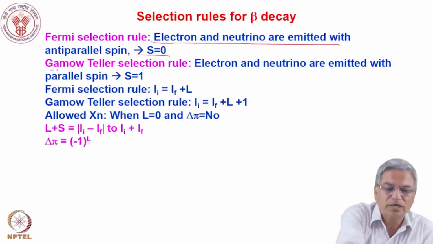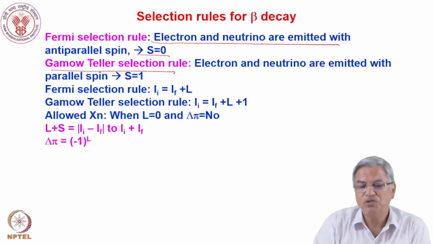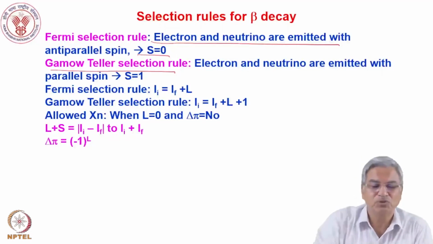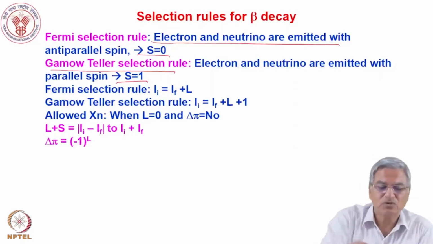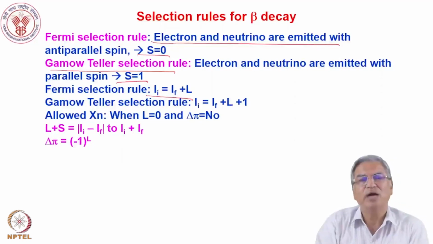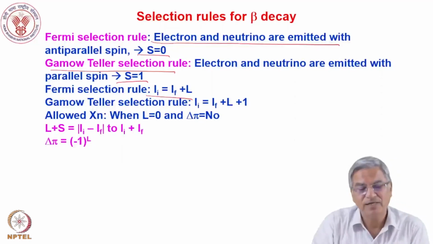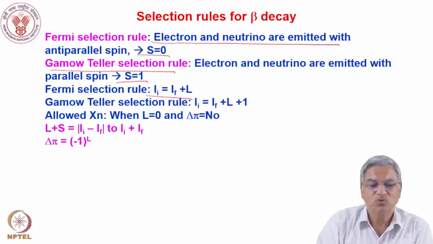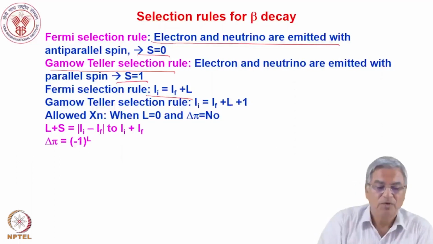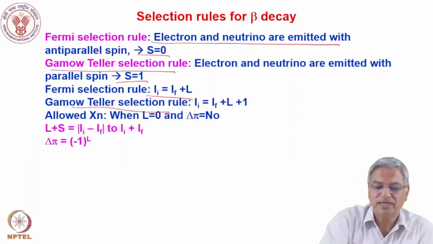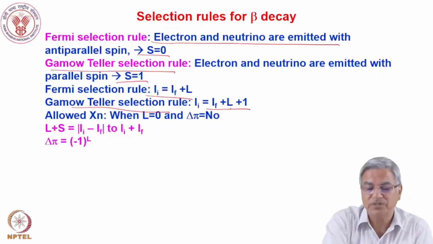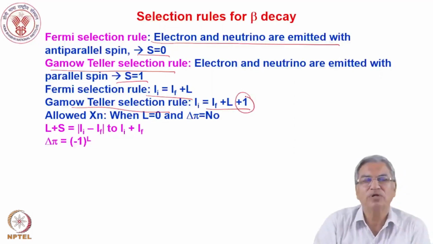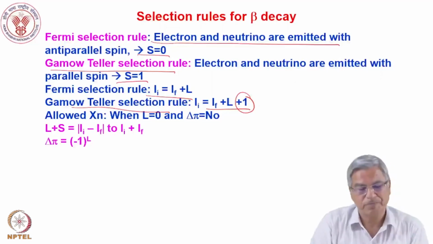Whereas in the Gamow-Teller selection rule, electron and neutrino are emitted with parallel spin, so the spin factor is 1. So Fermi selection rule says I_i equals I_f plus L, where L is the angular momentum carried away by the electron, and S is 0. But Gamow-Teller selection rule says that I_i equals I_f plus L plus 1. The 1 is due to the spins of electron and neutrino, which add up to 1.